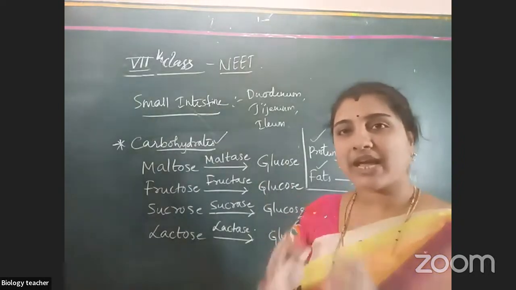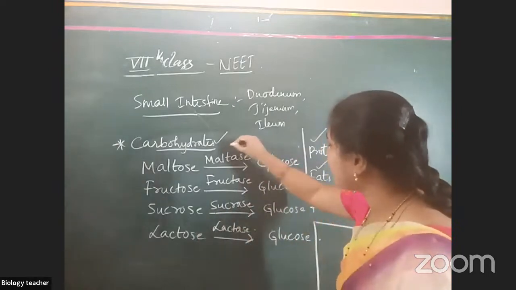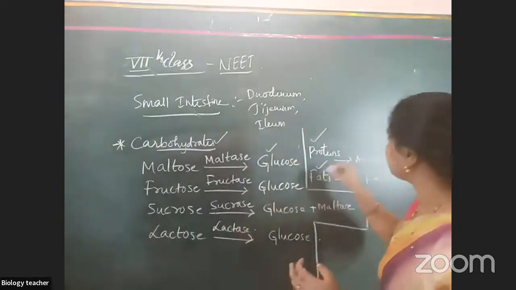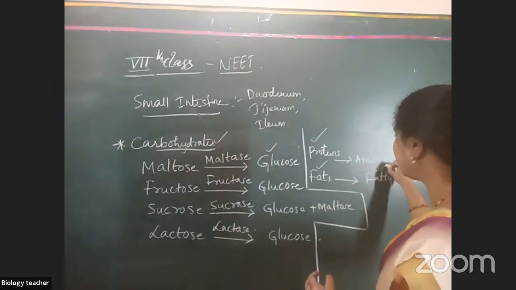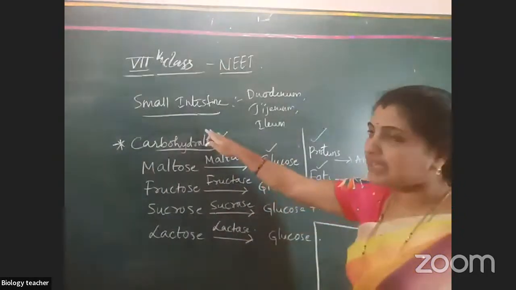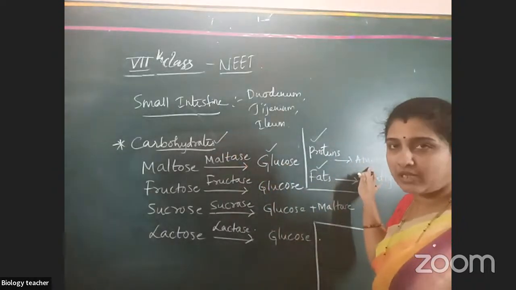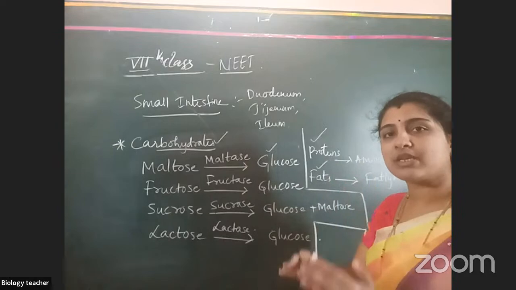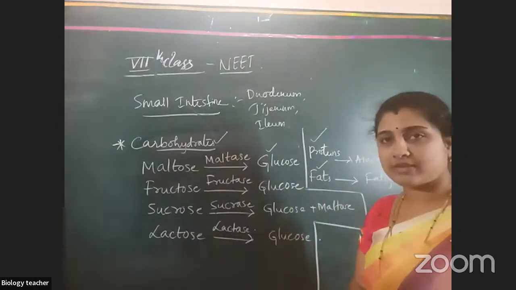So after digestion, with the help of enzymes, how are they changed? Carbohydrates are changed to glucose, proteins are changed to amino acids, fats are changed to fatty acids. So these are complex ones and these are simpler ones. So with the help of enzymes, carbohydrates, proteins and fats are changed into simpler substances.